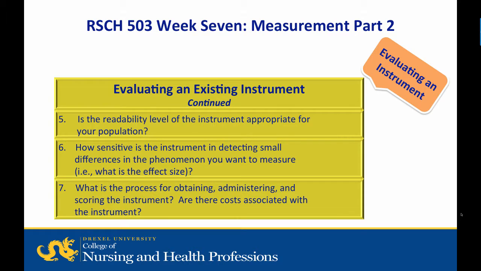To continue. 5. Is the readability level of the instrument appropriate for your population? 6. How sensitive is the instrument in detecting small differences in the phenomenon you want to measure? That is, what is the effect size? 7. What is the process for obtaining, administering, and scoring the instrument? Are there costs associated with the instrument?